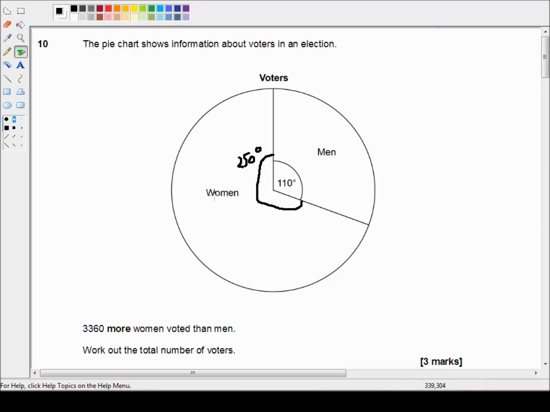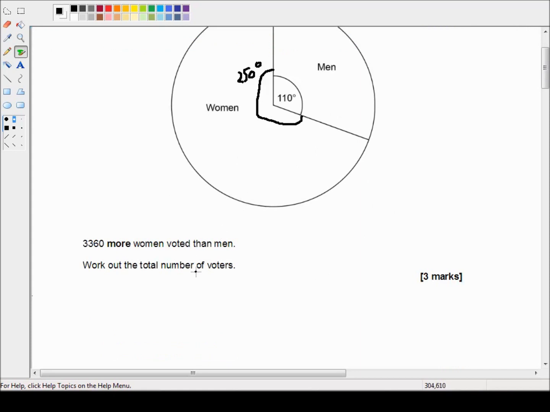So now this actually works very similar to a percentage, except it's not a percentage. We're out of 360 degrees instead of out of 100%. So the number of women is 250 360ths of the total number of voters.